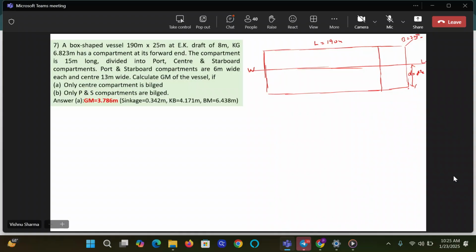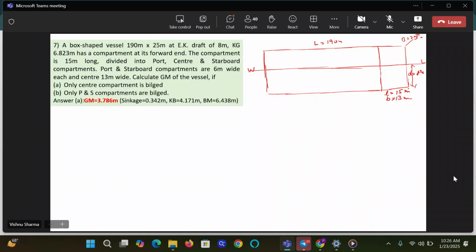Now we are doing only the center compartment bilged. What is the length of the compartment? Small l is given as 15 meters. And what is small b? It is the breadth of the center compartment, which is 13 meters wide. Have you understood why I have written only 13 meters? Because on the side, our compartment getting bilged is only 13 meters wide.